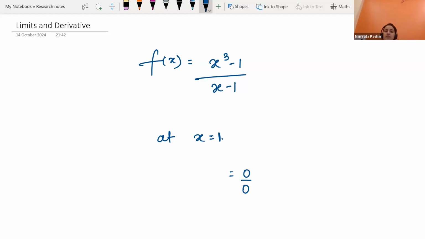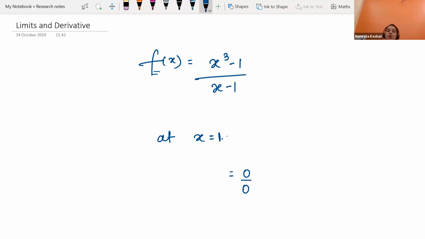Okay, 0 by 0 means, can we say 0? But in the denominator 0 is not acceptable. But here we are getting the denominator also 0. So exactly we are not able to say what the output will be at x equals 1. Okay, so here comes the concept of limit.